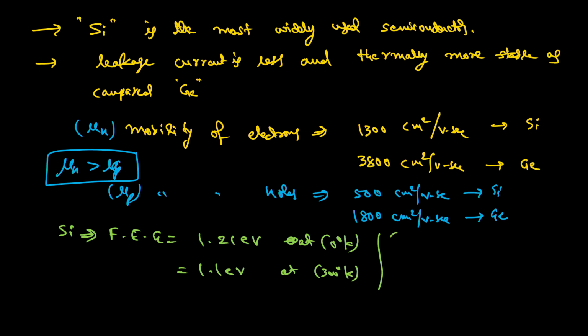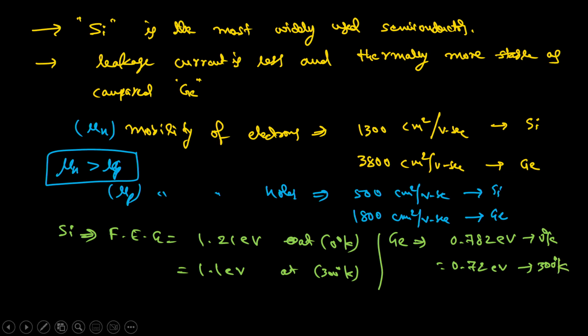Similarly, for germanium the forbidden energy gap is 0.782 electron volts at 0 kelvin absolute temperature, and this value becomes 0.72 electron volts at room temperature, that is at 300 kelvin. These are some standard constant values of silicon and germanium. Please try to remember all of this, because when we solve practice problems from this concept, we have to apply these standard values. The values at 0 kelvin absolute temperature are important.